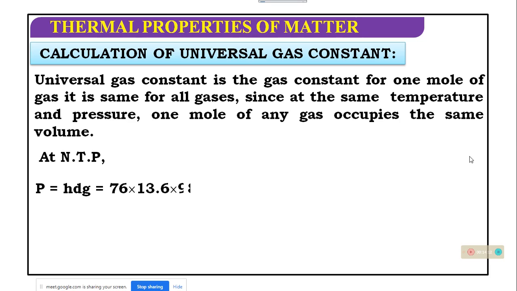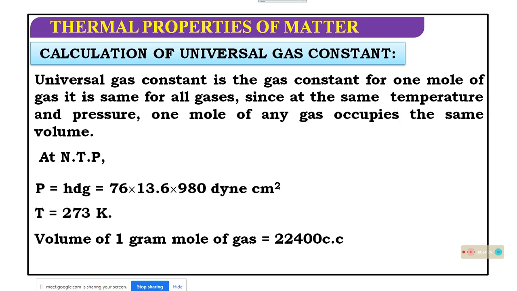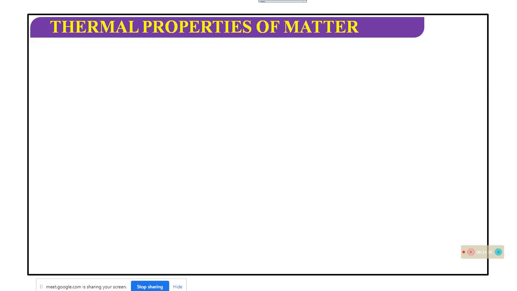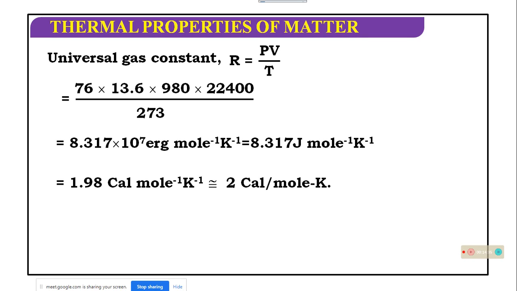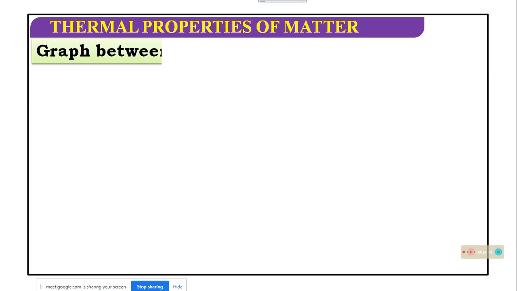At NTP, P equals h rho g, 76 into density 13.6 into 980 dyne per centimeter square. T equals 273. Volume of 1 gram mole equals 22400 cc. Universal gas constant R equals PV by T, and the calculated value is 8.314 into 10 to the 7.